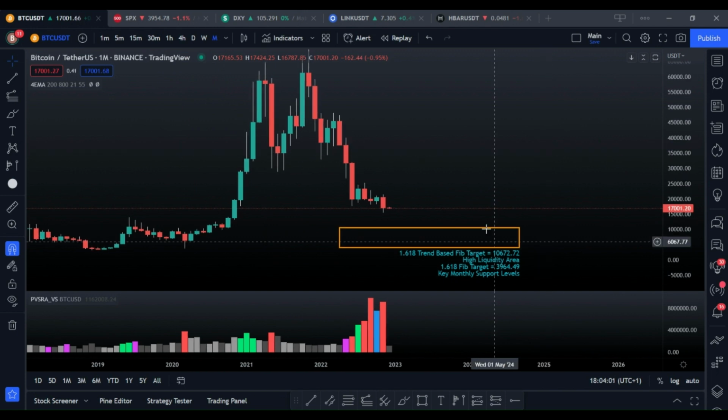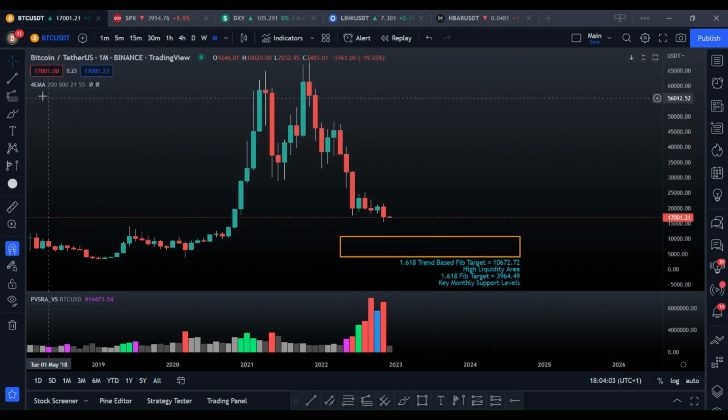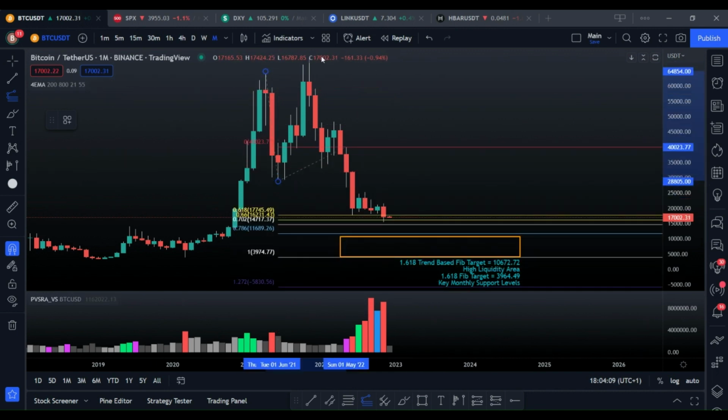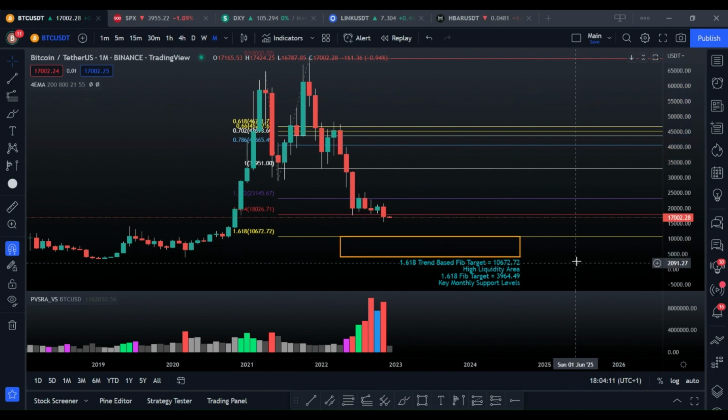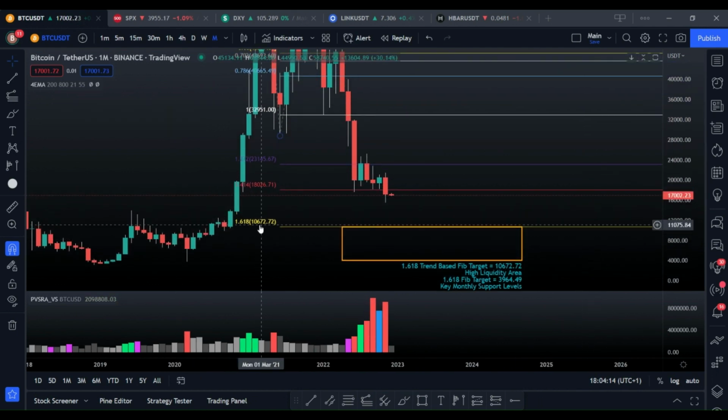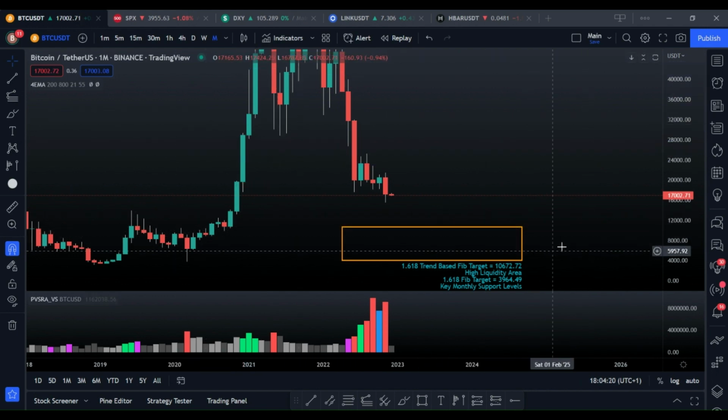And how we got that area of interest right here is, first, we use our trend-based fib tool from the April high to the low, the summer low to the all-time high. We can see right here that we got our 1.618 trend-based fib target at 10,672 US dollars roughly.